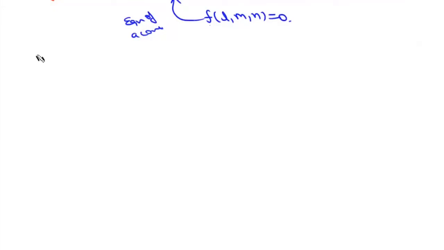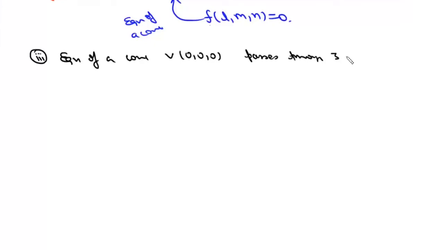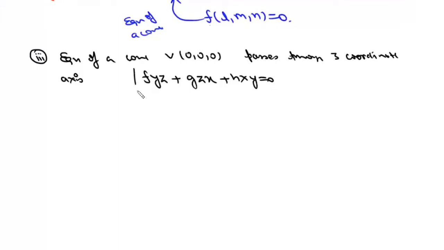Now we'll prove our third result, which is the equation of a cone whose vertex is at the origin and which passes through the 3 coordinate axes. It is given by fyz plus gzx plus hxy equals 0. So this is the equation of a cone with vertex at the origin and which passes through all the 3 coordinate axes. So all the 3 coordinate axes will be generators of this cone.